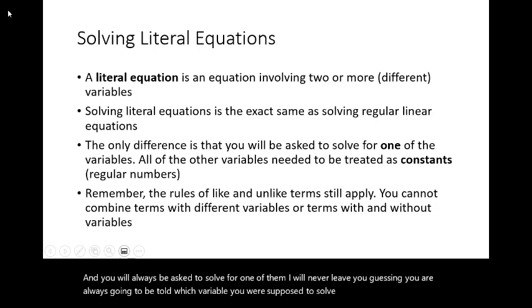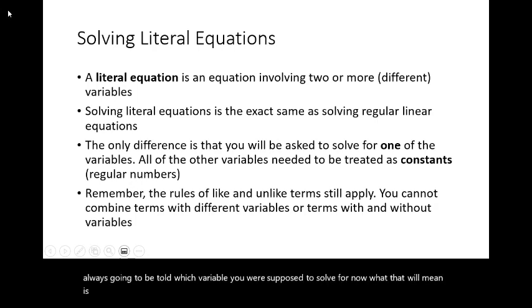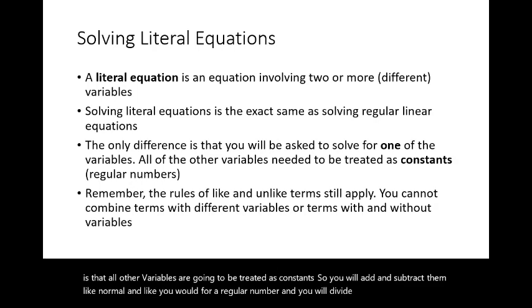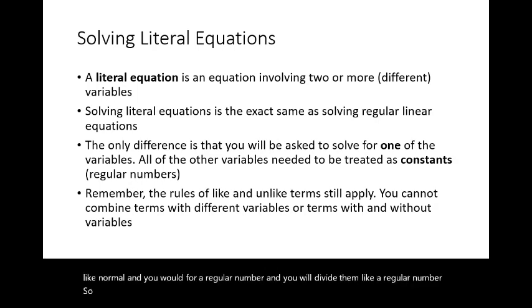Now, what that will mean is that all other variables are going to be treated as constants. So you'll add and subtract them like you would for a regular number, and you will divide them like a regular number. You're going to be focused on just one of the variables and getting that one variable by itself, treating everything else like a number.